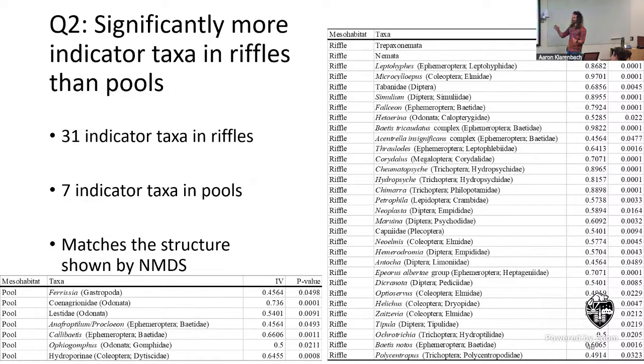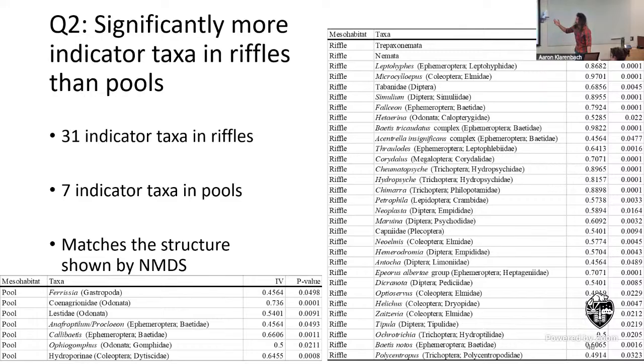Don't want to overwhelm anyone with tables, but we got a lot of indicator taxa. This is a very high diversity of taxa that we found in our system. We have 31 indicator taxa within riffles and 7 indicator taxa within pools. So riffles have this very distinct and specialized community, and this matches the structure that we saw with the NMDS ordination. If you remember, the riffle ordination was a lot tighter than the pool ordination in species space. So a lot more of these taxa are occurring at more of those sites, as opposed to the pool sites, which are very dispersed in species space, meaning that some of these taxa are not showing up at all the different sites, except for some of the ones shown here.